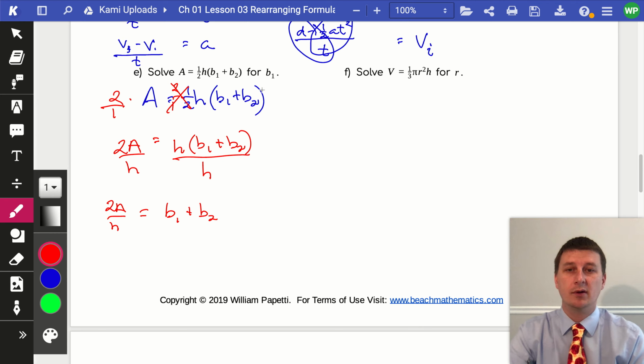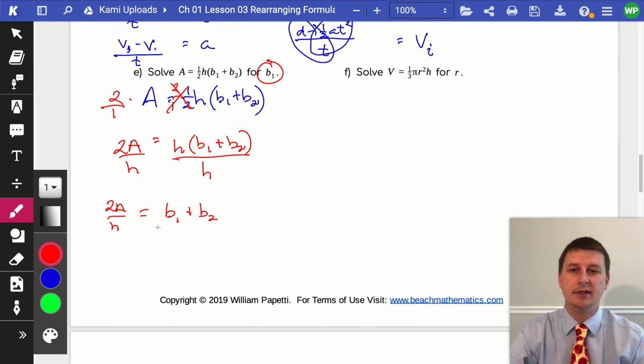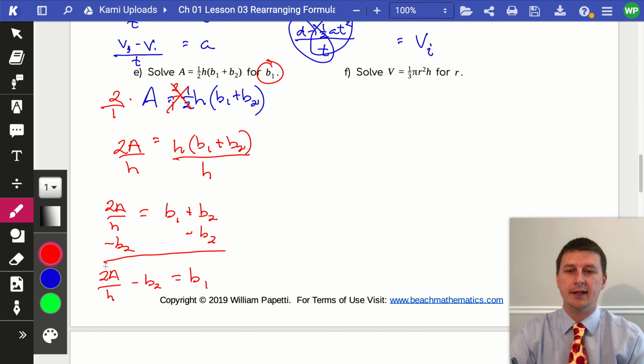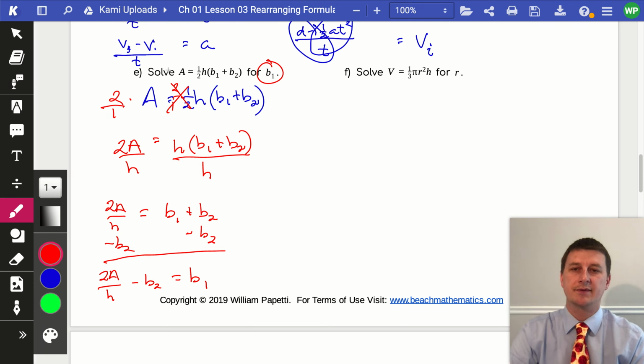Now what am I solving for? Well, b sub 1. So the way I get b sub 1 by itself is get rid of that b sub 2 by subtracting it to the other side. And my final solution will be 2a divided by h minus b sub 2 is equal to b sub 1. Right here, you could find your area of a trapezoid using this formula up top. Or if you were given the area, the height, and one of the bases, you could find the missing base using this formula down here, which might be helpful in your study of geometry.